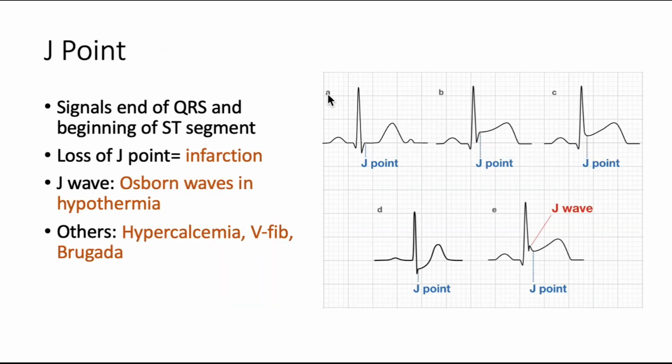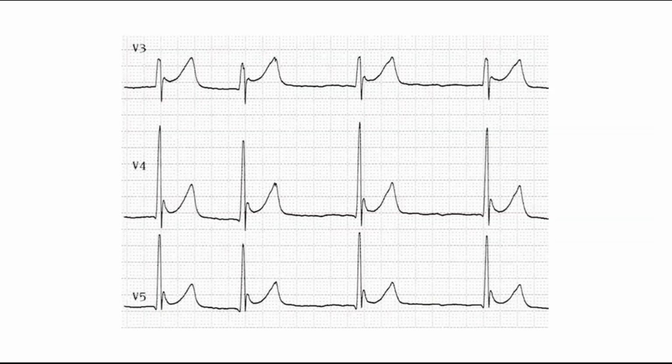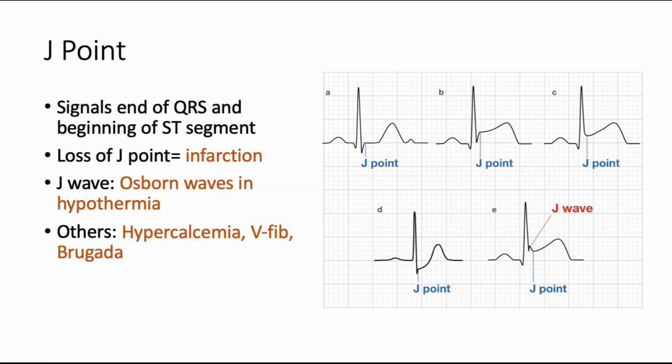Next is the J point. Now the J point's a little bit odd because it's really not going to mean a whole lot until it kind of does, a hallmark of disease, which is hypothermia. So the J point is where the end of the QRS is and where it signals the beginning of that ST segment. Now you can have multiple different ways that the J point changes, but the one I want you to focus on is this J wave. If that's present, it's called an Osborne wave, and it's present in hypothermia.